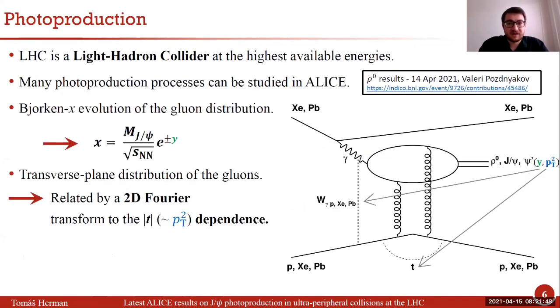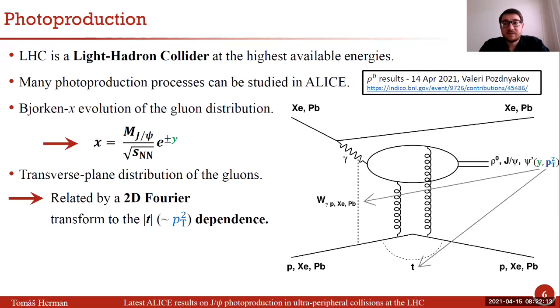Now, the process itself, which is connected or proportional to the gluon PDFs, is the photoproduction cross-section. And LHC doesn't stand only for the Large Hadron Collider, but it is also the Light Hadron Collider at the highest available energies. And there are many photoproduction processes which can be studied in ALICE. For an overview of the raw results, you can have a look at the talk by Valerie.